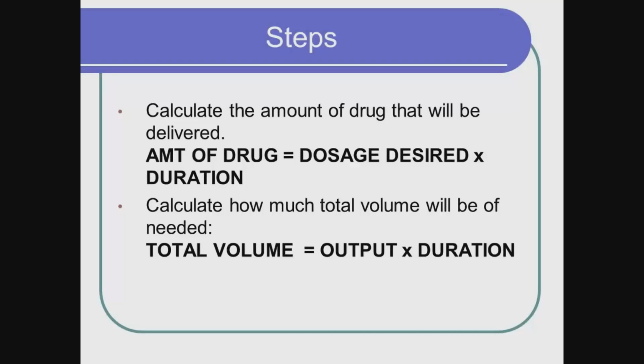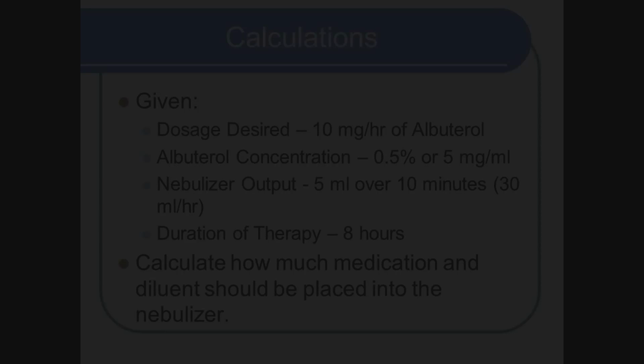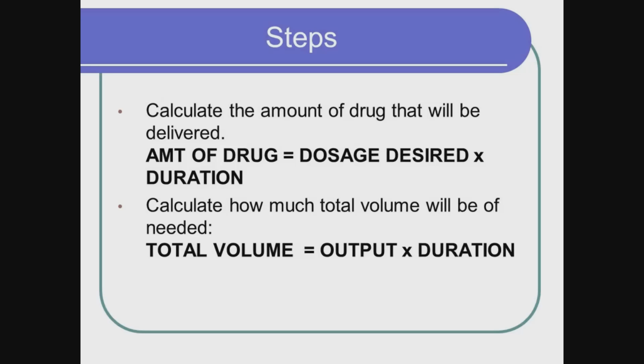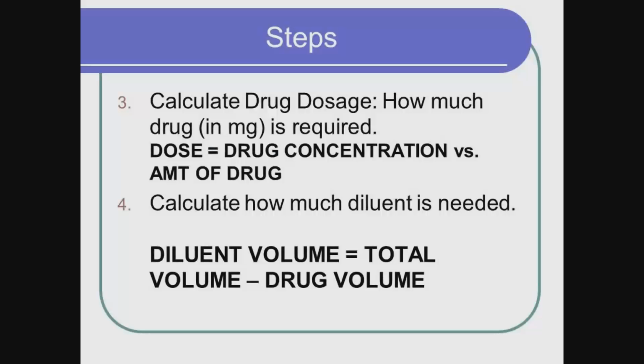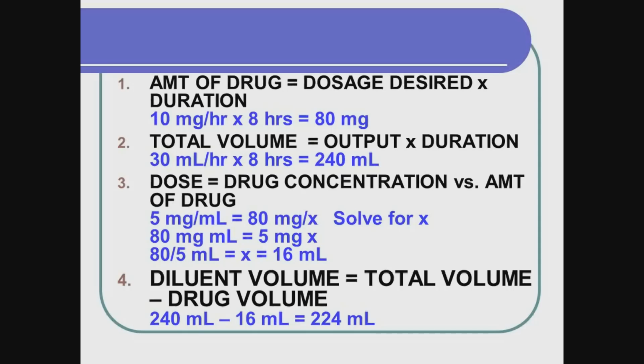So first thing we want to do is calculate the amount of drug that will be delivered, and that's basically the dosage desired, 10 milligrams per hour, times the duration, 8 hours. Then we calculate how much total volume is going to be placed into the nebulizer, both the diluent and the medication. Then we calculate how much drug in milligrams is required, and then how much diluent is required. So let's go back to our problem here. The amount of drug we need to have being delivered is 10 milligrams per hour times 8 hours.